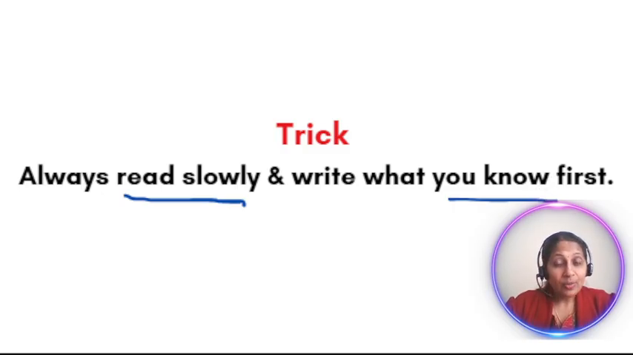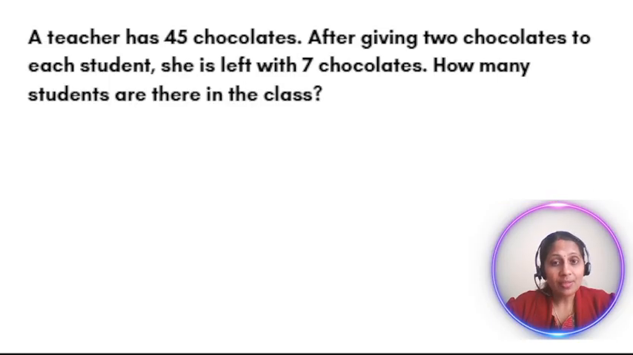Okay, so now let's understand the example problem, which is: a teacher has 45 chocolates. After giving 2 chocolates to each student, she is left with 7 chocolates. How many students are there in the class? As I told you already, the trick is to read slowly and understand it first. There is a teacher who has 45 chocolates. She is giving 2 chocolates to every student. Even after that, she is left with 7 chocolates.